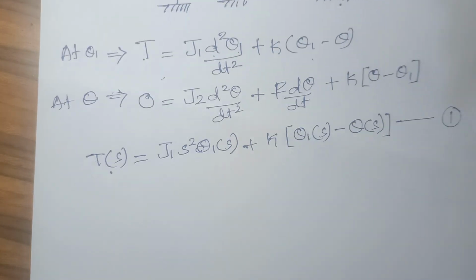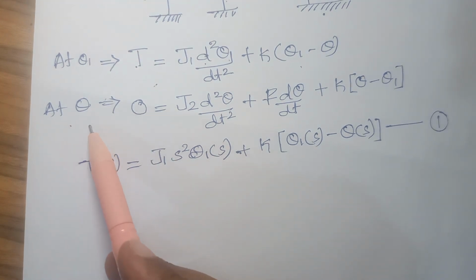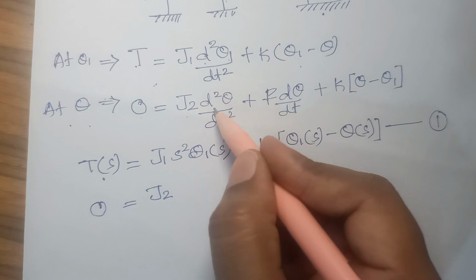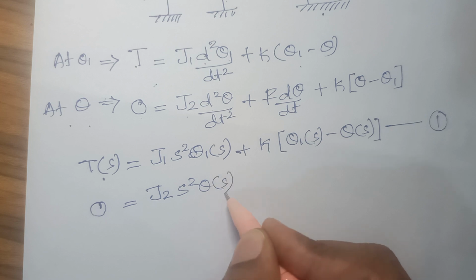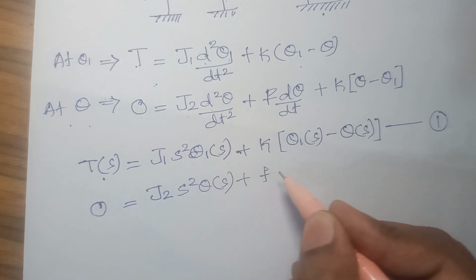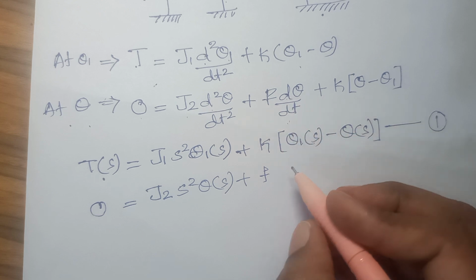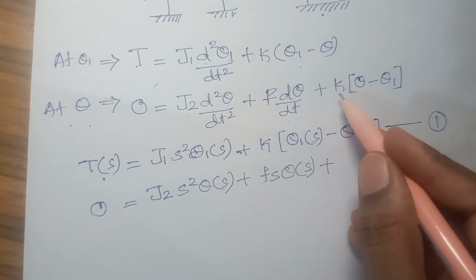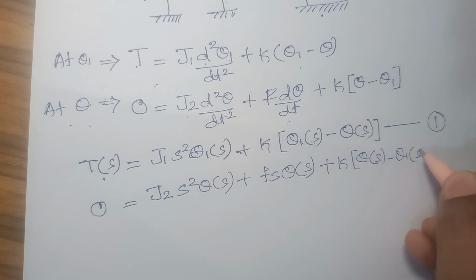Next we have to do the Laplace for the equation for theta. So this 0 remains as it is, j2 remains as it is, and d square theta by dt square will become s square theta of s plus f into d theta by dt. It will be written as f s theta of s plus k into theta of s minus theta 1 of s. This will be your equation 2.